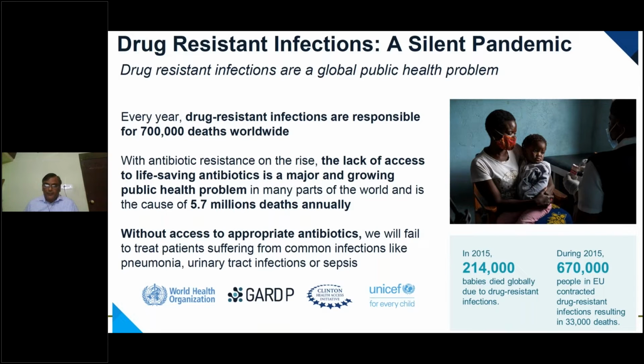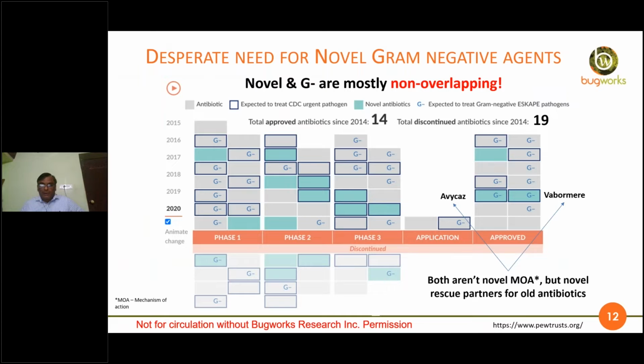And this is taken from a Pew Trust organization, which gives you the picture of various antibacterial agents in clinical development from 2015 to 2020. What is important to note here is that if we look at it, the novel and gram-negative overlap is almost nil. Even if we consider two drugs which got approved in 2019, Avycaz and Vabomere, they are not new antibiotics with a novel mechanism, but newer rescue agents to rescue the old antibiotic.